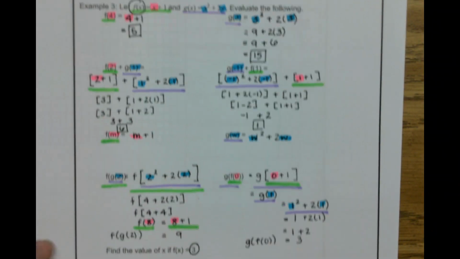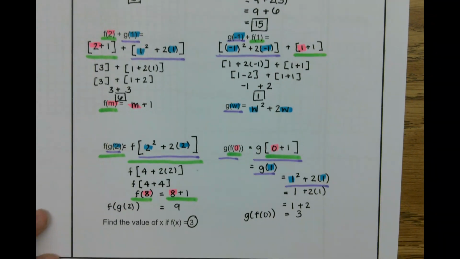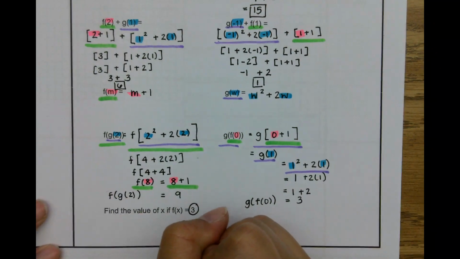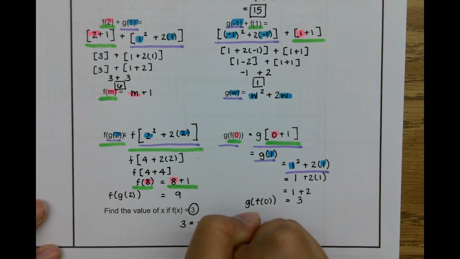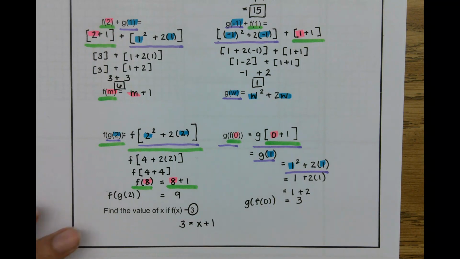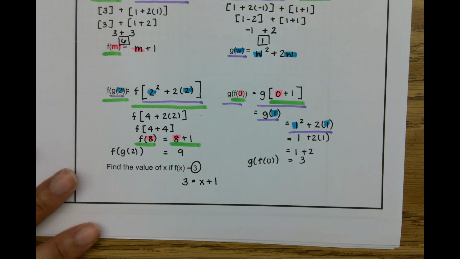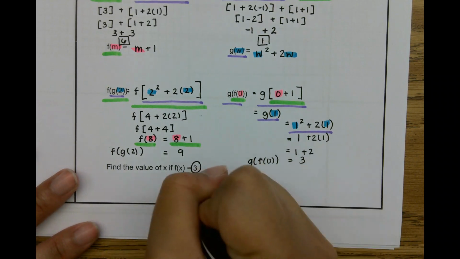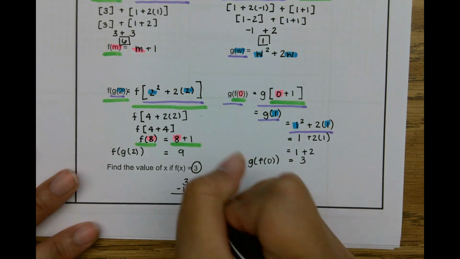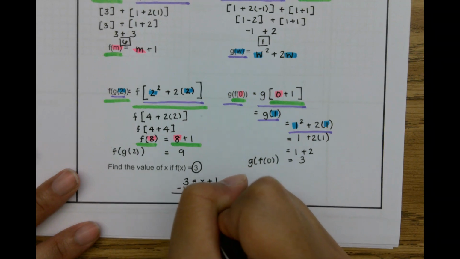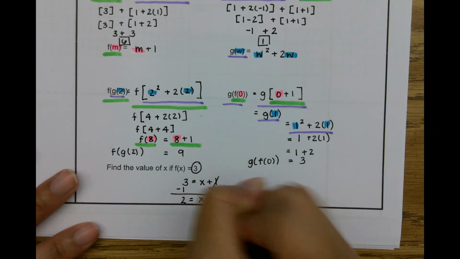Okay, so 3 equals x plus 1. Right, so all I did is replace that f of x with 3, and then I solve. Right, to get x by itself, subtract 1. Okay, 3 minus 1 is 2. Equals, this cancels out. So 2 equals x.